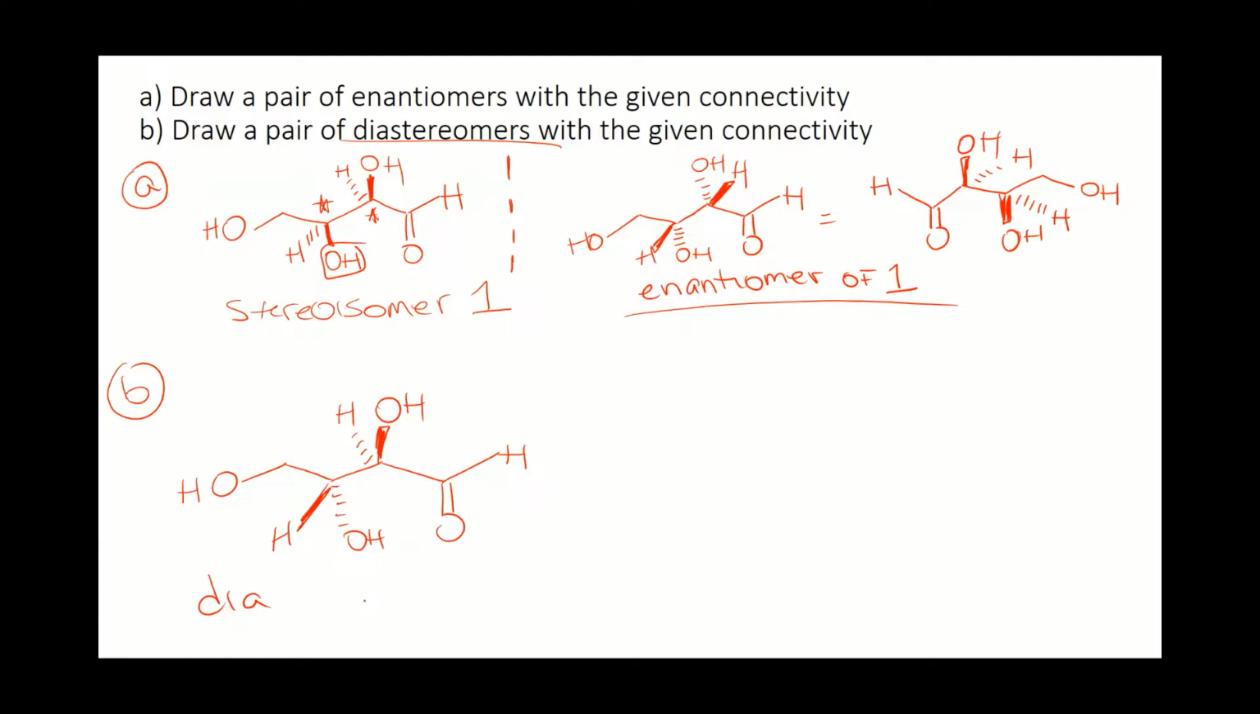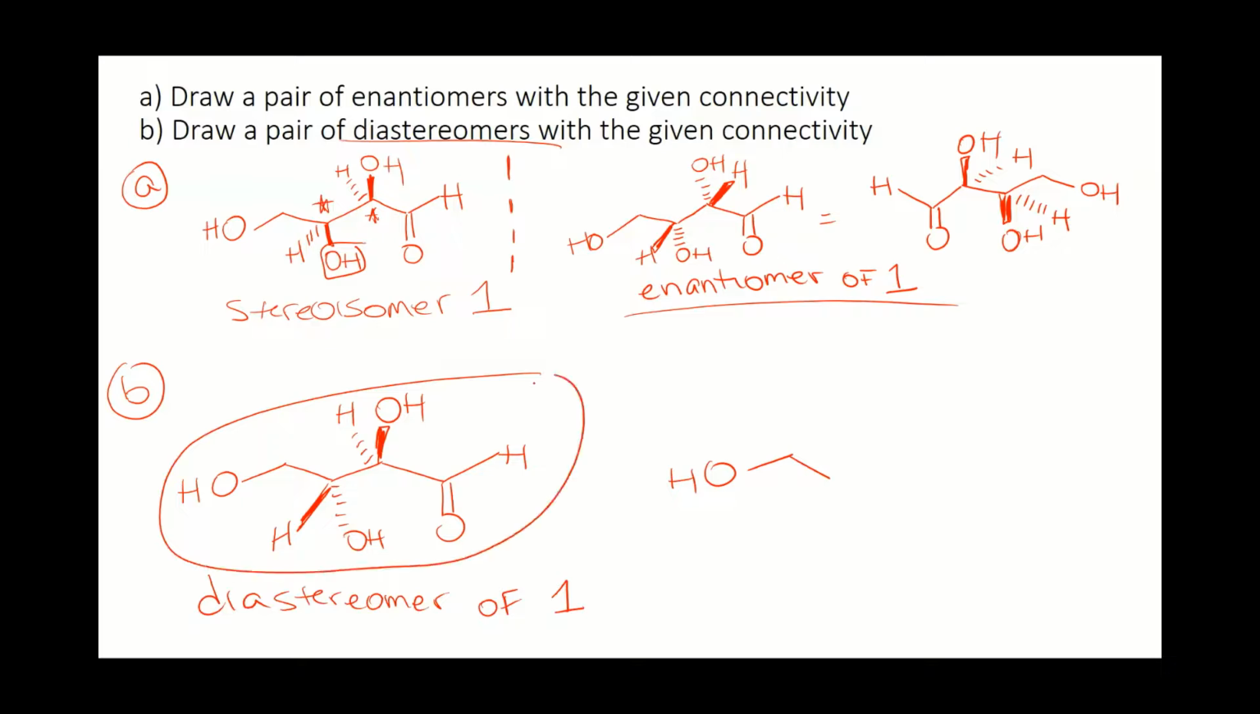Of that original stereoisomer. There is a second diastereomer of stereoisomer 1, which is the enantiomer of this molecule here. These are all stereoisomers of one another. They all have the same connectivity. They just have a different three-dimensional arrangement of their chiral centers.